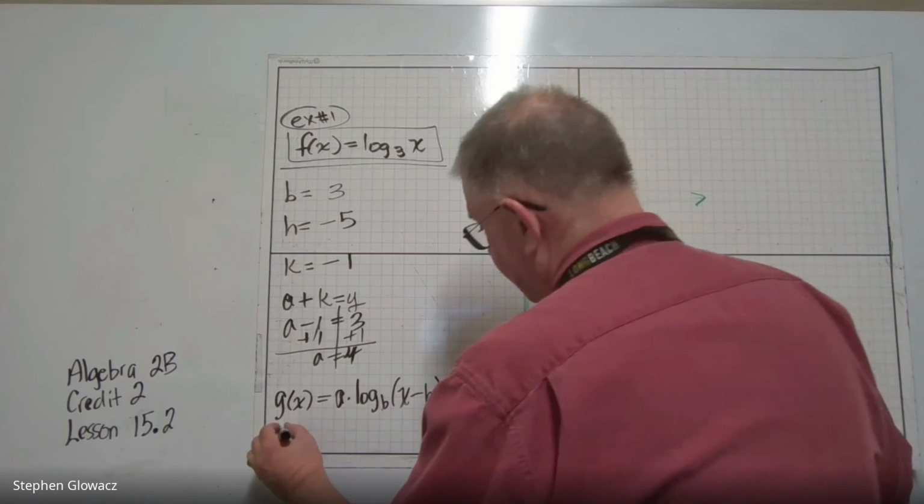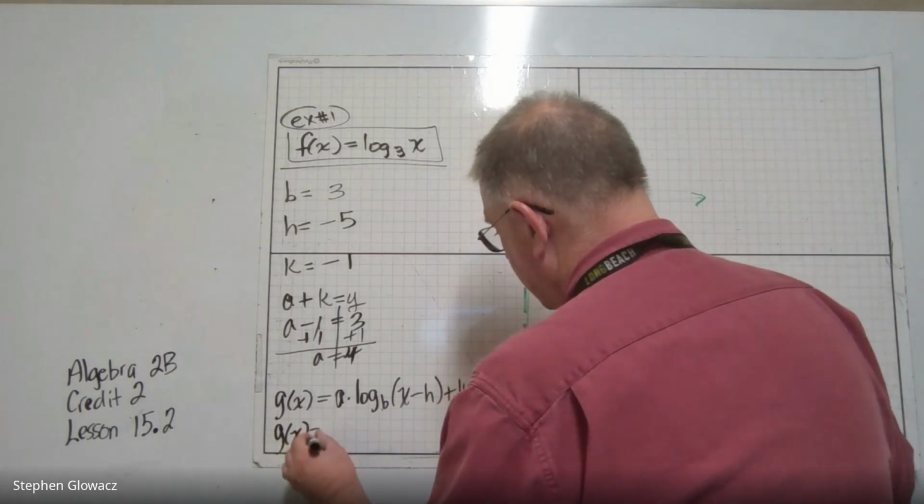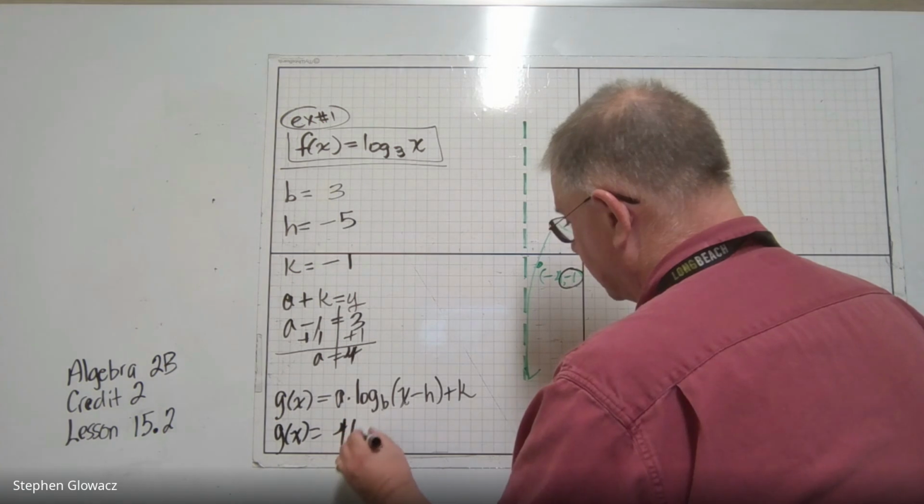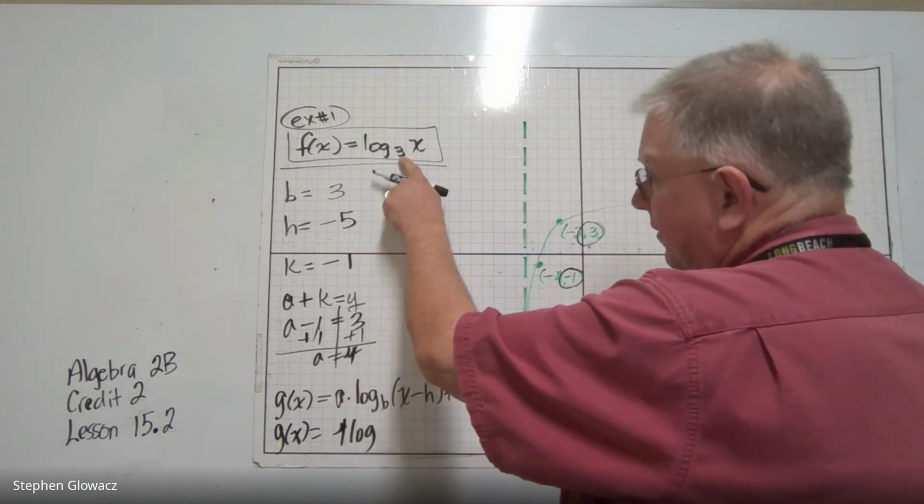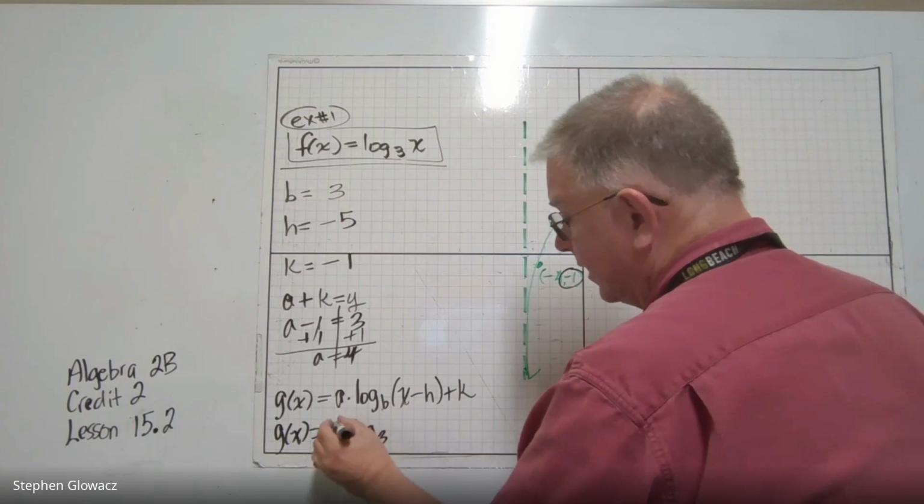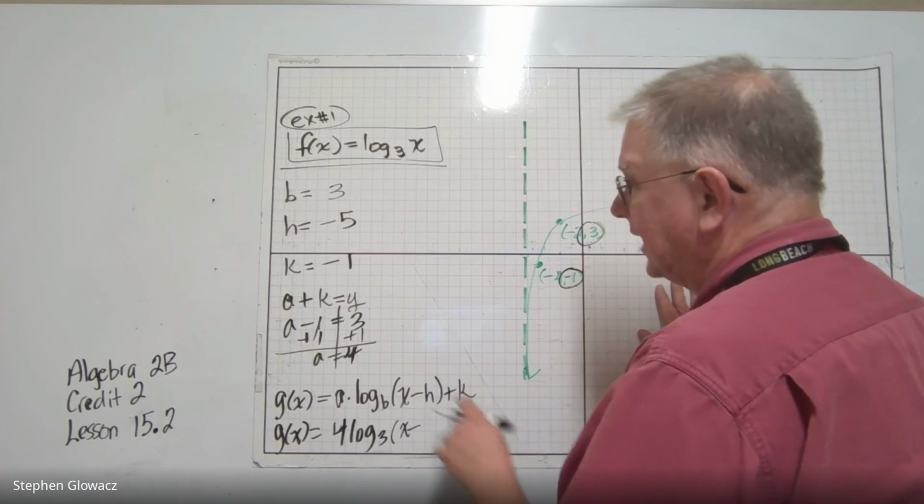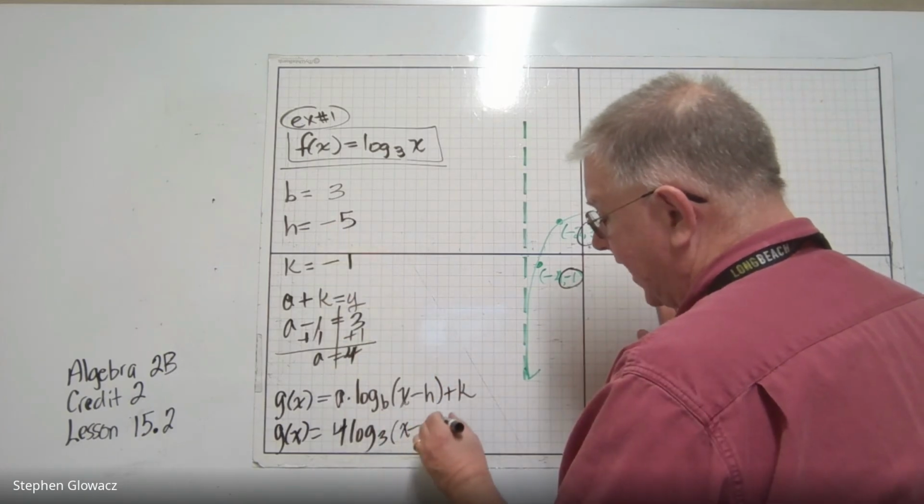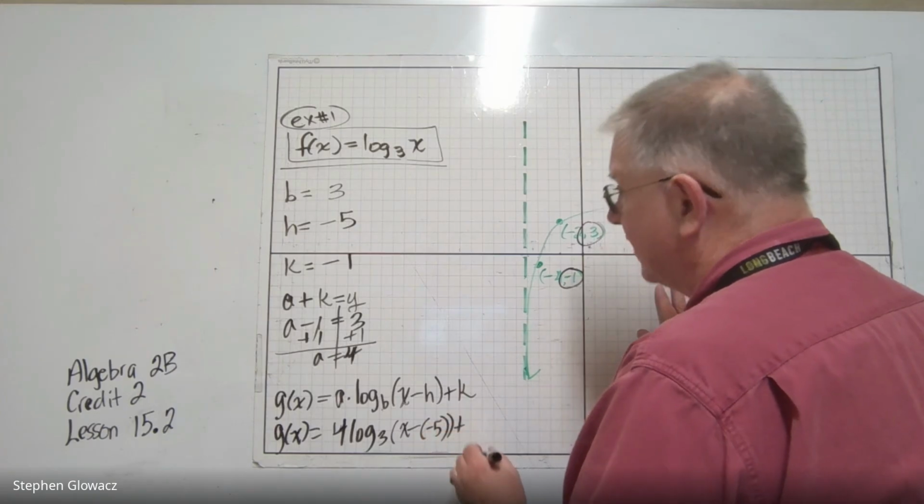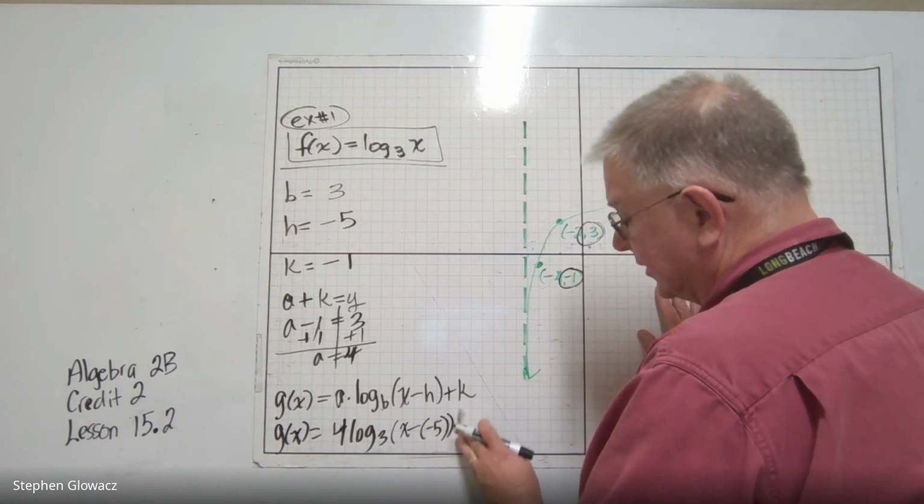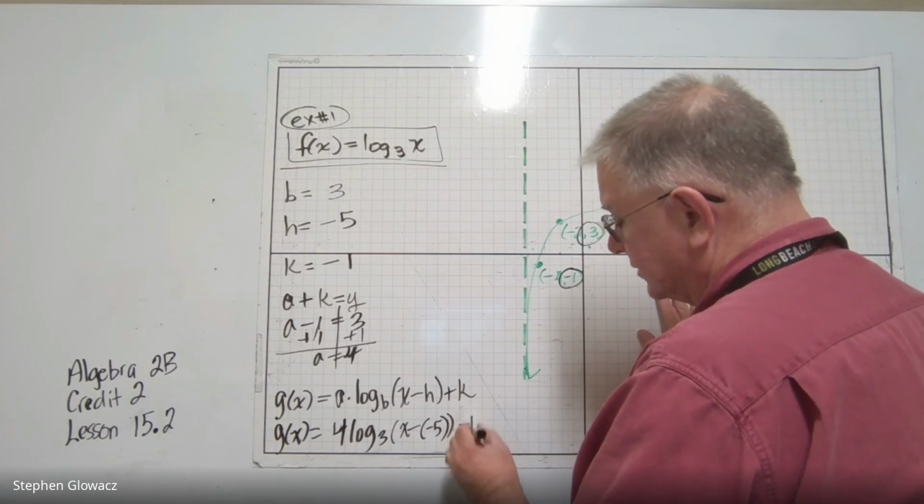So let's go ahead and do that. We've got g of x. We know that a is 4. Our base was given as part of the parent function, which is 3. Let's make that look nicer. And then x minus h. H is a -5, so x minus a -5 plus k, and k is -1, and so -1.